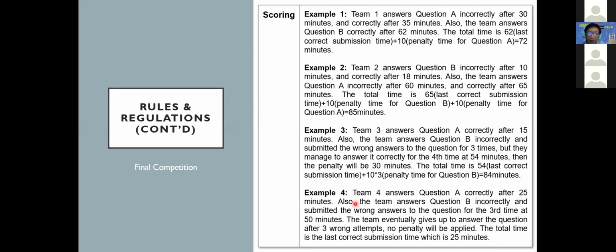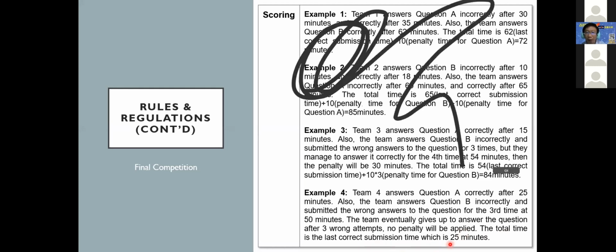In example 4, team 4 answers question A correctly after 25 minutes. Also, the team submitted a wrong answer to question B for the 3rd time at 50 minutes. However, the team eventually gives up on the question after the 3 wrong attempts. Since the team has given up on that question, no penalty will be applied. So the total time will be based on the last correct submission time, which is 25 minutes.